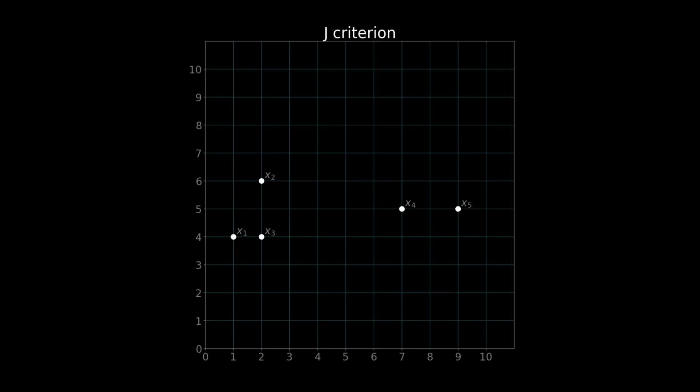The J criterion. Since the final clusters depend on the random initialization of centroids, a way to compare different results is needed to help the algorithm choose the best one. For instance, these points could be clustered like this, which looks odd since x4 is a bit far from the other 3 green points, or like this, which looks more natural.